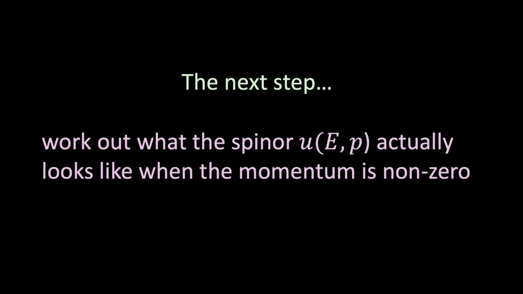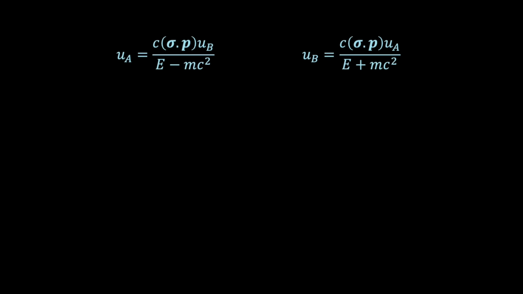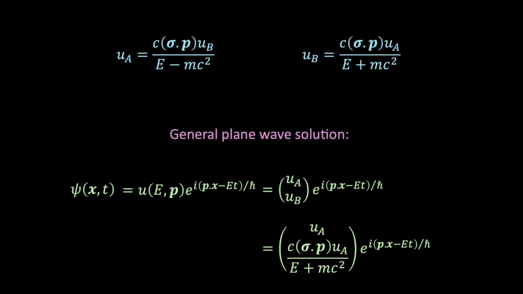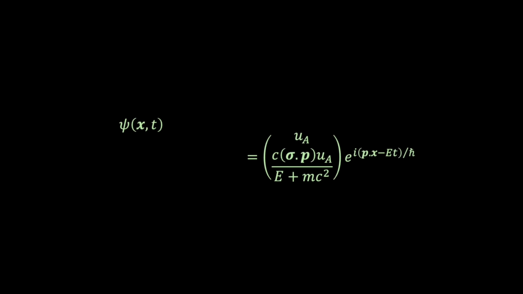The next step is to work out what the spinor u(E, p) actually looks like when the momentum is non-zero. To do that, let's return to the two coupled equations we found earlier that relate the two parts of the spinor, u_A and u_B. If we then take our general plane wave solution and write the spinor explicitly in terms of u_A and u_B, and then sub in the expression for u_B, we find the following expression.